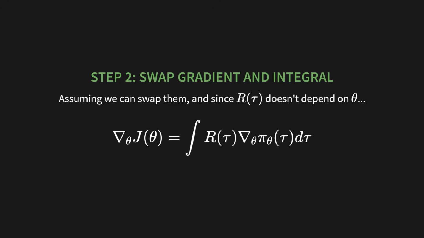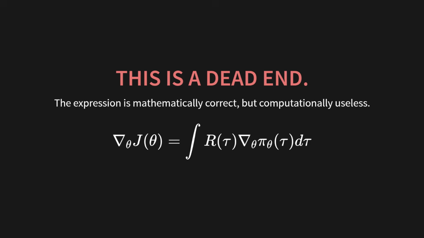Now, assuming we can just move the gradient inside the integral, and since the reward, r of tau, doesn't actually depend on our parameters theta, we get this expression. The gradient of J of theta equals the integral of r of tau times the gradient of our policy, pi theta of tau. This is a dead end. The expression is mathematically correct, but it is computationally useless.